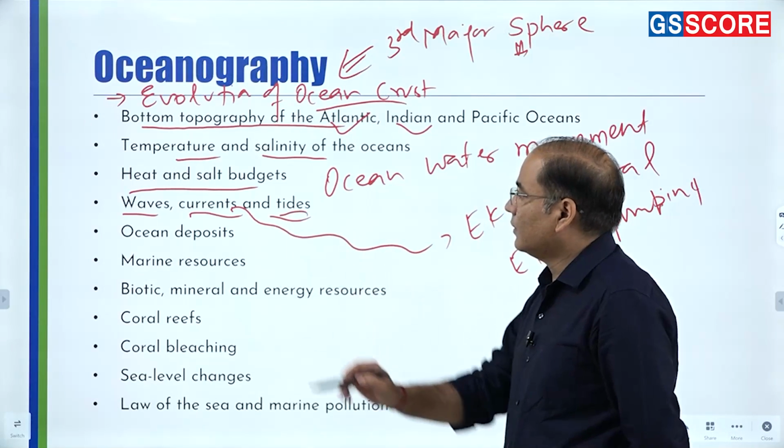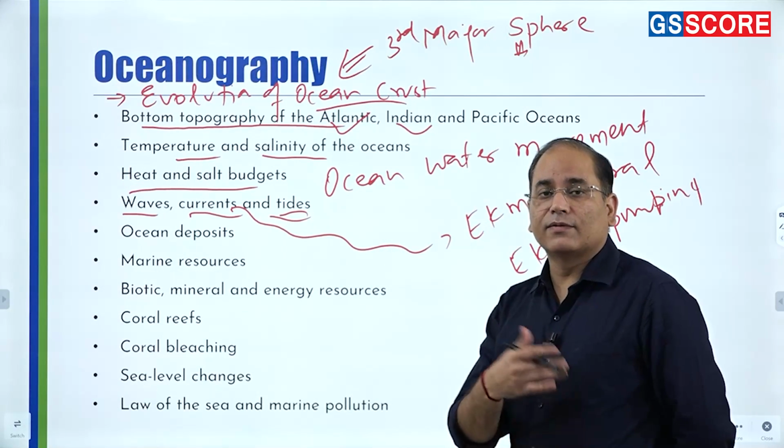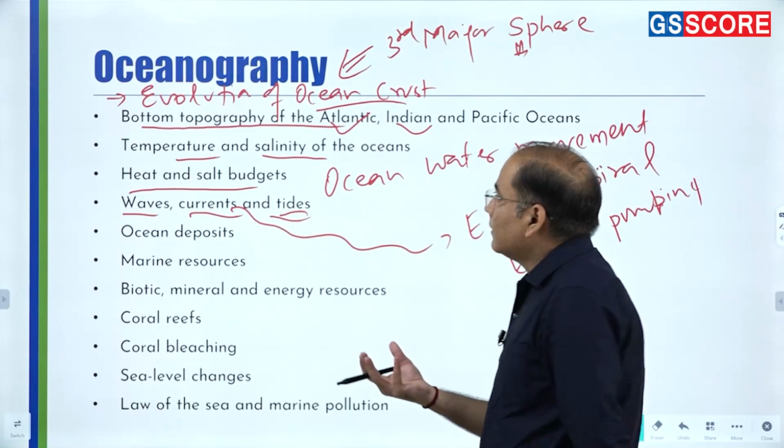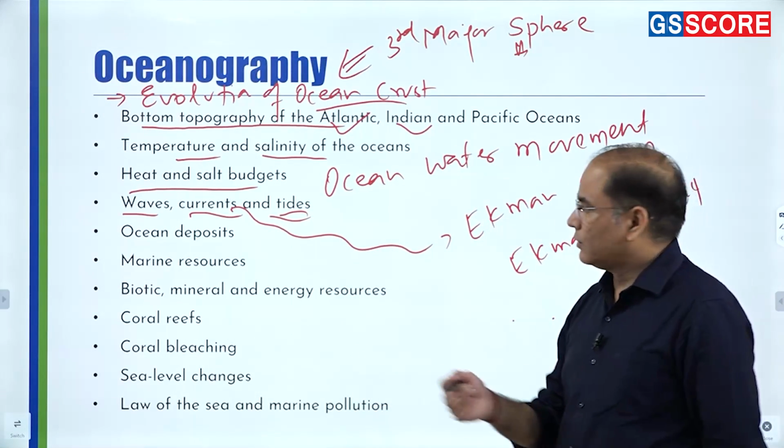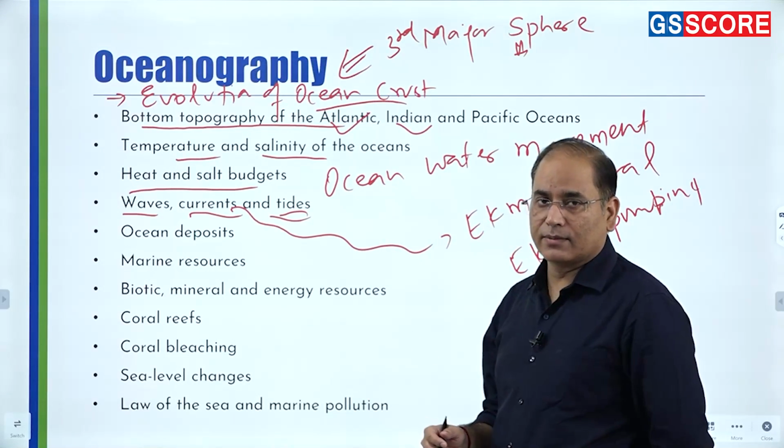Then in tides, what is the ebb, what is the flow, what is the effect of the tides, tidal bulge. So these are some of the extended topics that you are supposed to study.